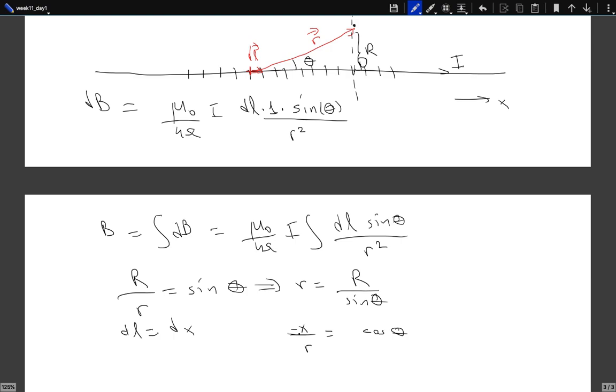x is the coordinate. It can be positive or negative. Minus x, at that point, is positive. So minus x over r is a positive number, which tells me that theta is somewhere between 0 and 90 degrees. If I were looking at some segment over here, x would be positive. If x is positive, minus x is negative. Minus x over r would be negative. That would tell me that cosine theta is negative, which will tell me that the theta angle is larger than pi over 2. Well, that makes sense. If we are looking at this dl, theta is the angle between this vector and this vector. It's larger than 90 degrees. So at least the signs make sense with that minus.